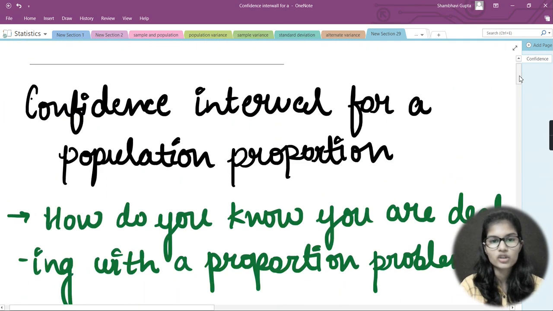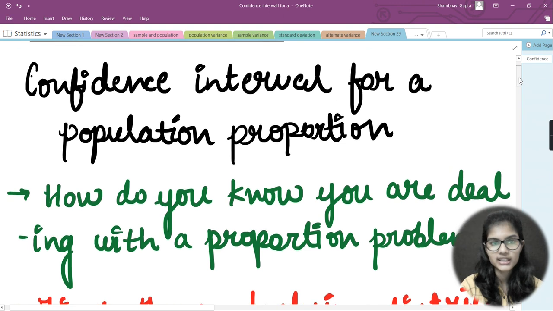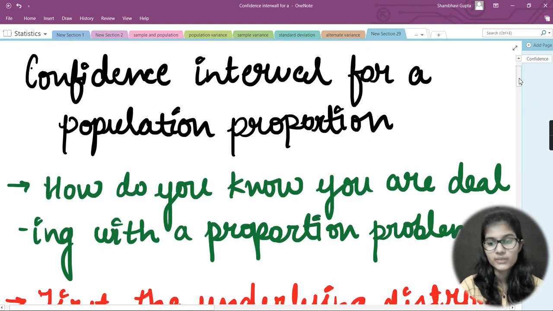So here we have the confidence interval for the population proportion. All the formulas and all the conditions are clearly mentioned. Now in the next video we'll be seeing one example regarding the same, so that you can have a better idea of the topic.